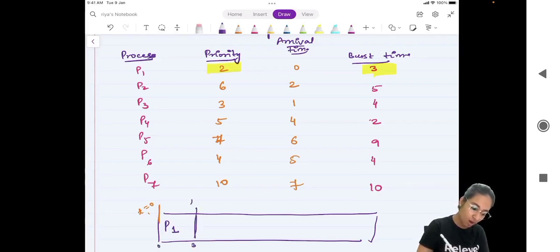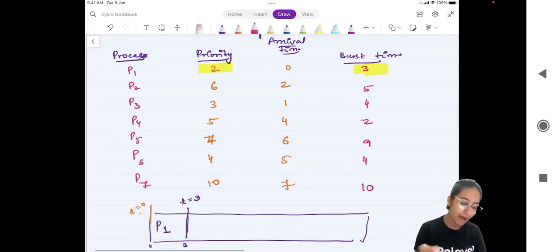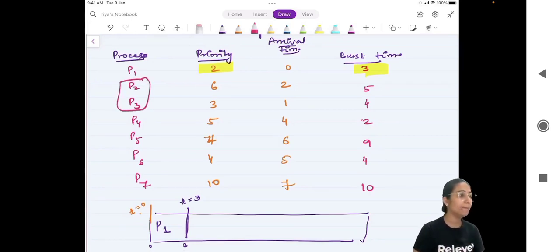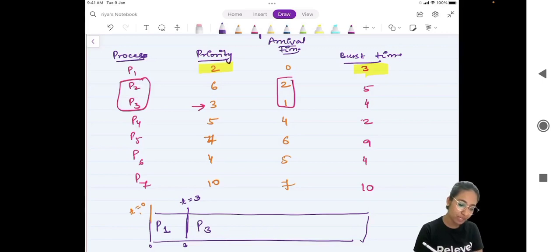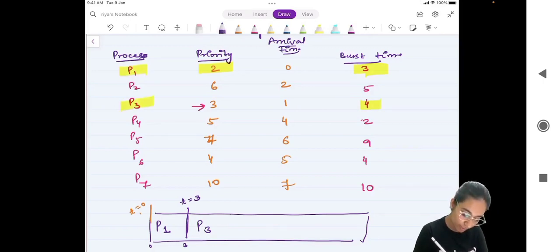Now by the time t is equal to 3, based on arrival time, we have P2 and P3 also over here, because their arrival times were 1 and 2. But in these two processes, the priority of P3 is higher. Hence, we will execute P3 over P2. So P3 will get executed with the burst time of 4. That means this goes till 7.